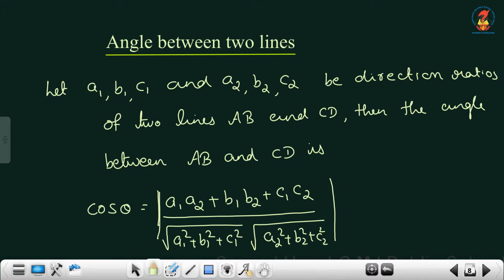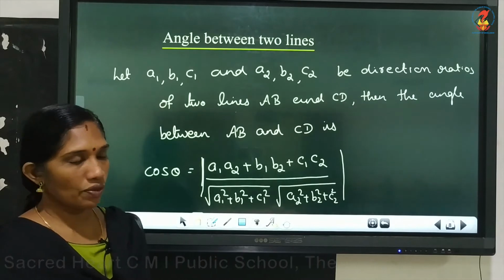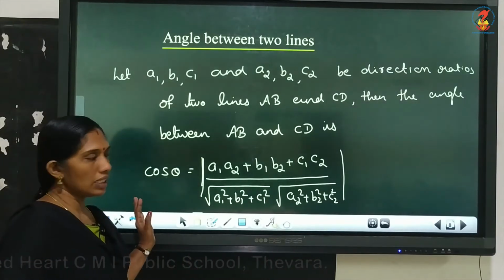Actually this portion is deleted portion, but we have to learn this, then only we can do some questions in miscellaneous exercise. Okay, so I am just giving the result only.